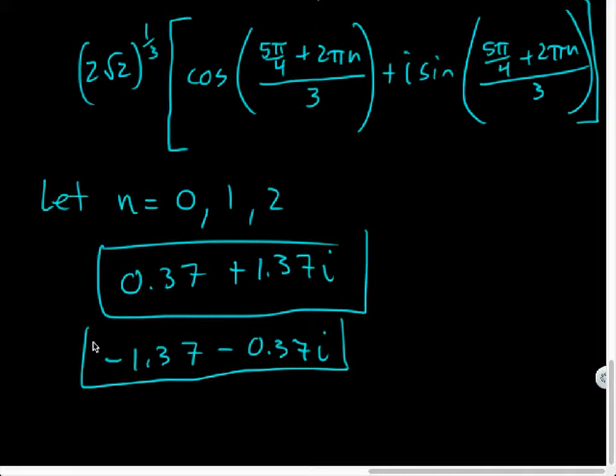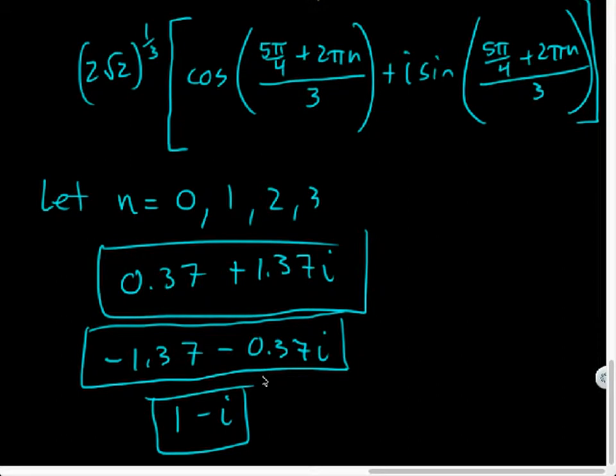Okay, sorry, I was just confused by the multiple 0.37s. So we just have to take that and plug in 0, 1, or 2 for n. Is that always the case, just for the cube root? For cube roots. For fifth roots, I'd also have to plug in 3 and 4. For 10th roots, I'd have to go all the way to 9. So it's just that equation. And then the third one would be 1 minus i. So it turns out that there are 3 cube roots of that complex number.